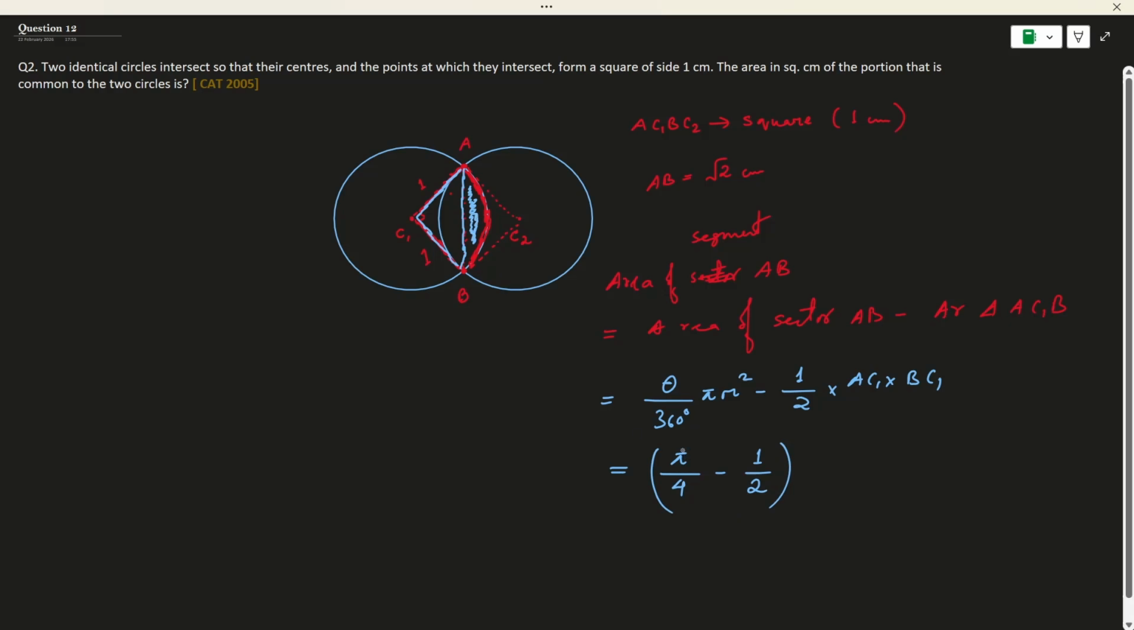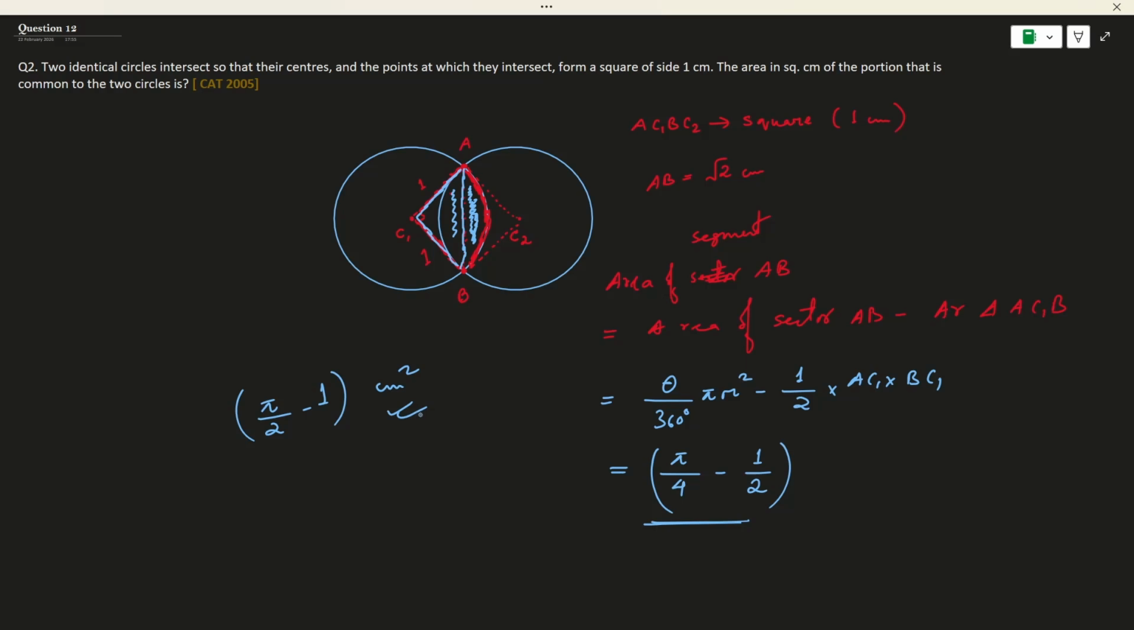Okay, now you have to multiply this by 2. Why? So that you get the area of this part also, and that is the common region. So the required answer will be 2 times this number. So pi by 2 minus 1 centimeter square. Alright guys, the answer will be pi by, pi by 2, my bad, pi by 2 minus 1 centimeter square. So this is the correct answer.